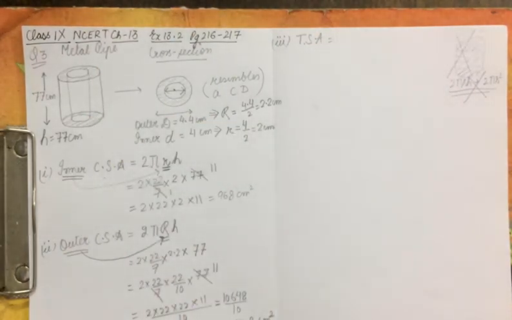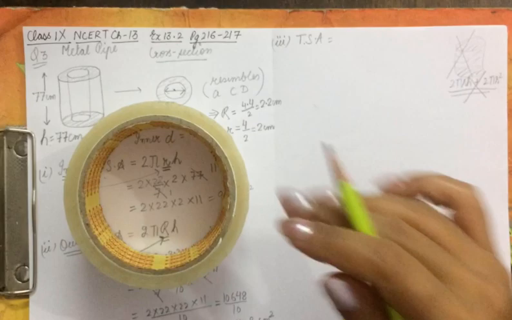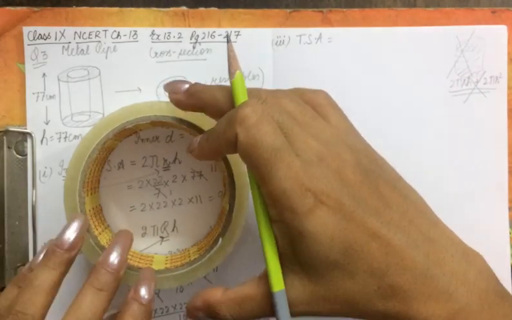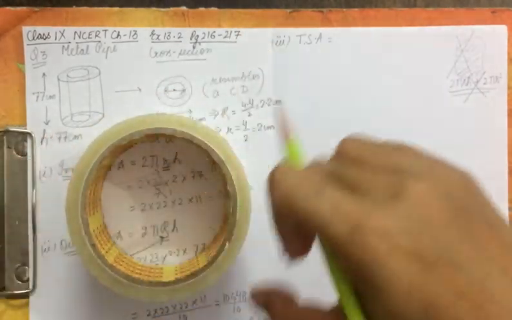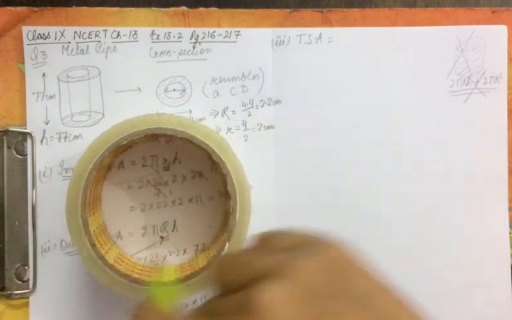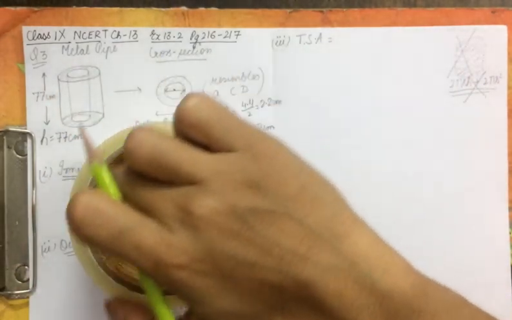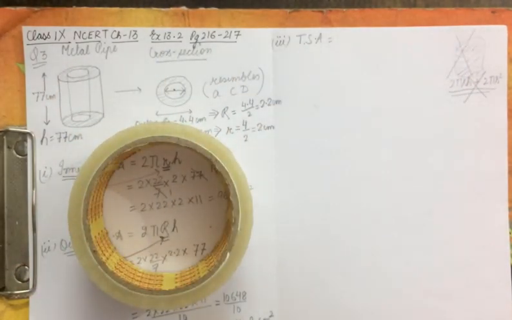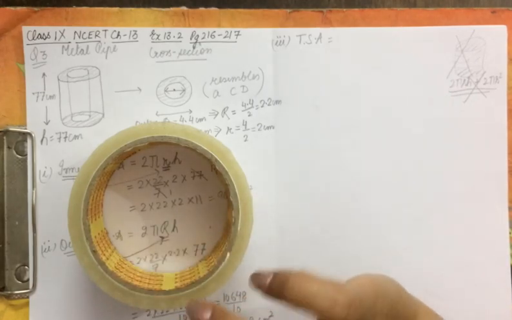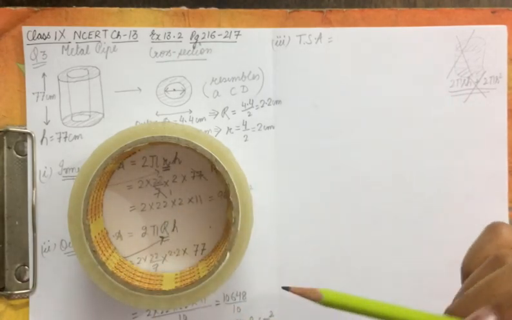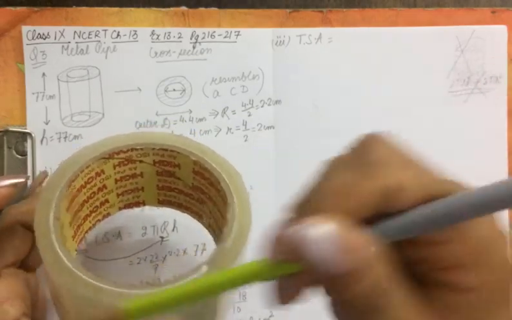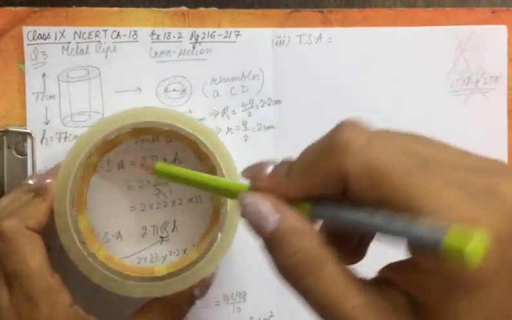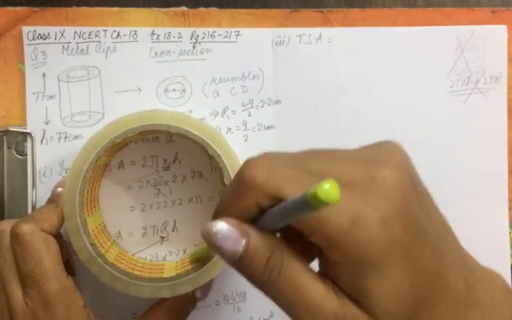of a ring. So the closest object that I could find to explain this was this sellotape. So you can see now I've got this sellotape. This is a cylindrical object. There is a cylinder outside and there is this cylinder inside. So when I want to find out the total surface area for this, I'll be calculating the area of the outer surface. This is the curved surface area of the outer cylinder. Then I want to find out this inner curved surface area.